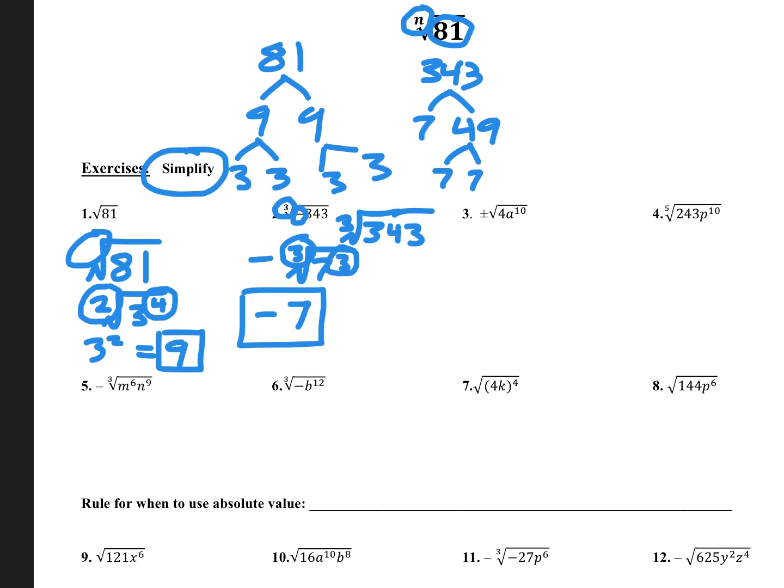Now for number 3, we're going to have plus or minus because it's already there. The square root of 4 we know is 2. Now we can do the dividing technique that I just talked about. There's an invisible index of 2 right there, so a to the 10th divided by 2 is a to the 5th.